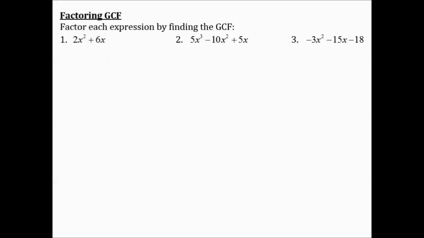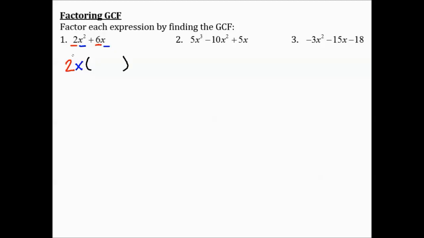First, we're going to start by reviewing factoring out the GCF. In this first problem, we have 2x squared plus 6x. So we want to factor out the GCF or undistribute. So I'm going to look and see what 2 and 6 have as a common factor. Both 2 and 6 can be divided by 2. So I know that there is going to be a 2 in my GCF. When I look at the variables, I have an x squared and an x, so I can factor an x out of both terms. So my GCF is going to be 2x.